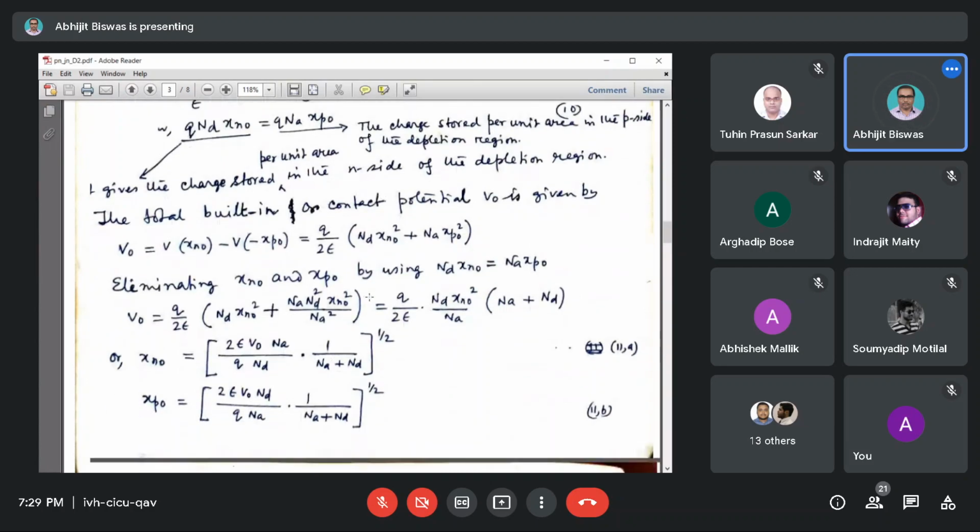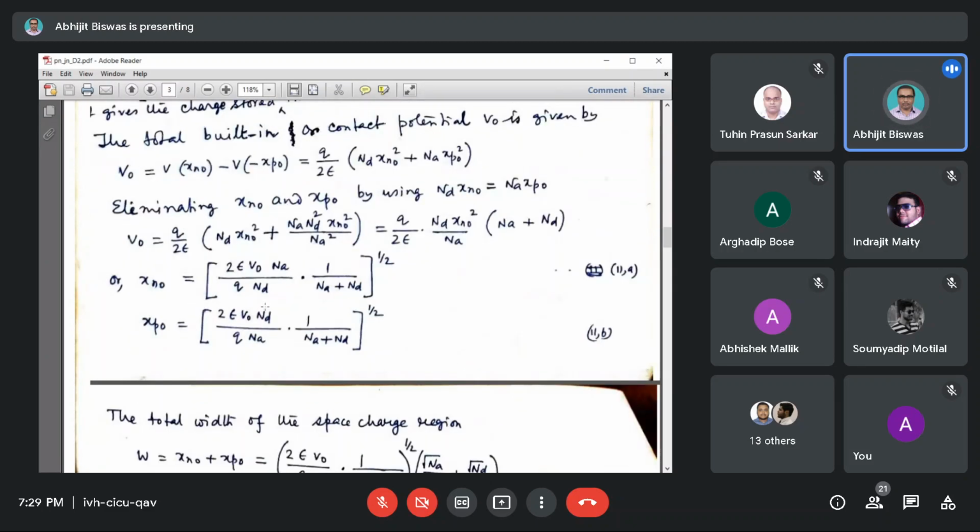Now we come to the total built-in or contact potential V0. It can be given by V0 equal to V, the electrostatic potential at Xn0, minus V at x equal to minus Xp0. You know that the potential is higher on the N side with reference to that on the P side. And if you do a simple mathematical calculation, you will arrive at this relationship.